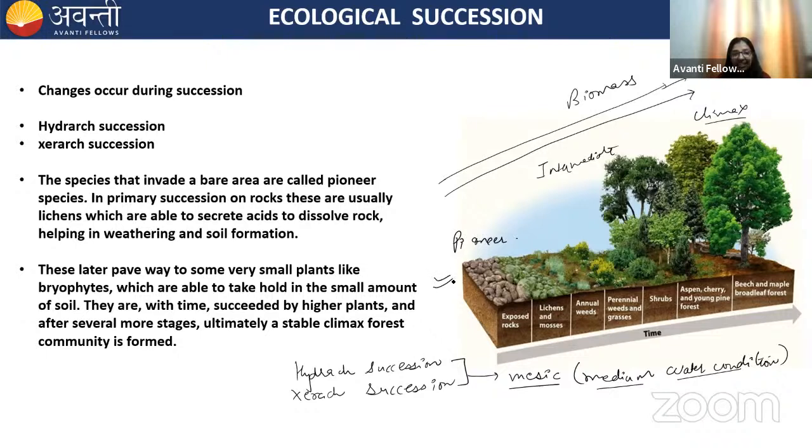So this is an example of xerarch succession where the succession is taking place in a dry area. You can see there are rocks present. First the lichen will come. The lichens will secrete some kind of acid, and this acid will help in the weathering of the rocks and help in the formation of soil. Later come the mosses. After mosses would be annual grasses, then perennial grasses, then shrubs, then finally the forest will be formed, which is the climax community or the most stable community.